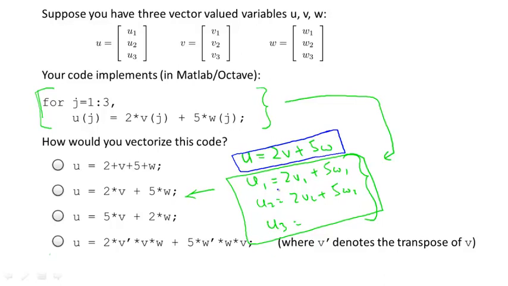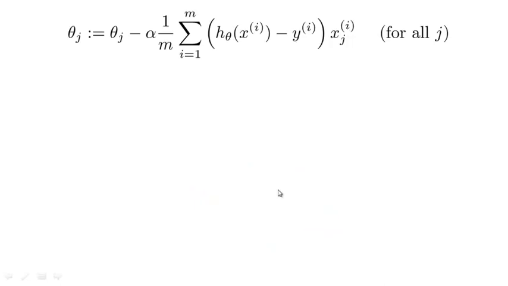Now, let's take this idea of vectorization and apply it to gradient descent. Here's our gradient descent update, where this is the same formula that we've been writing down all along. This term over here that I'm underlining is the partial derivative of my cost function J of theta with respect to theta j. And we were always saying that we would carry out this update for all j, and this means carry out this update for j equals 0, 1, 2, up to n.